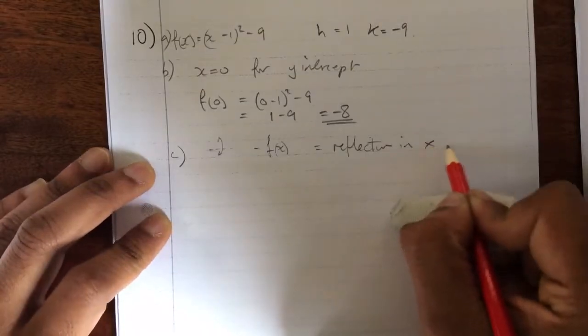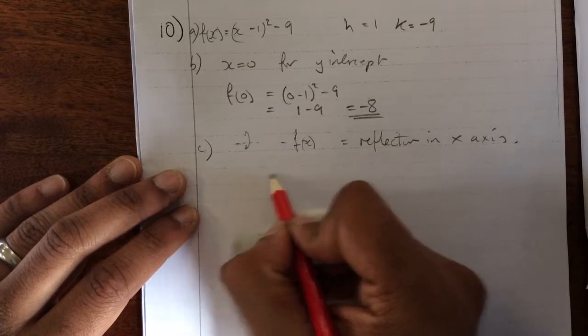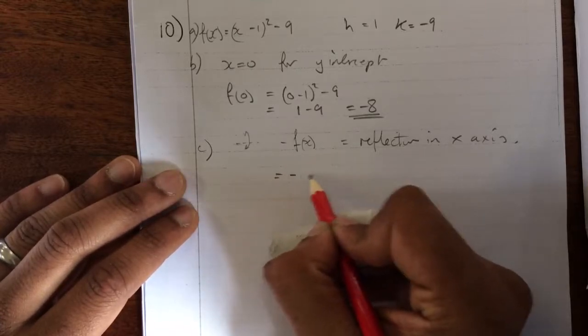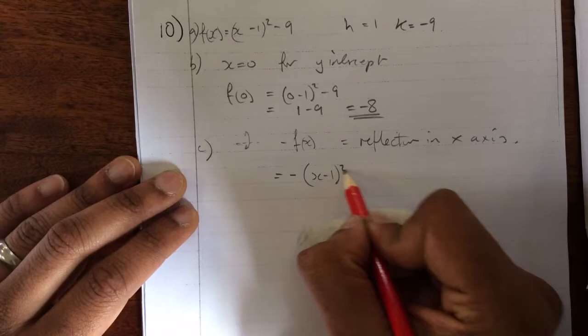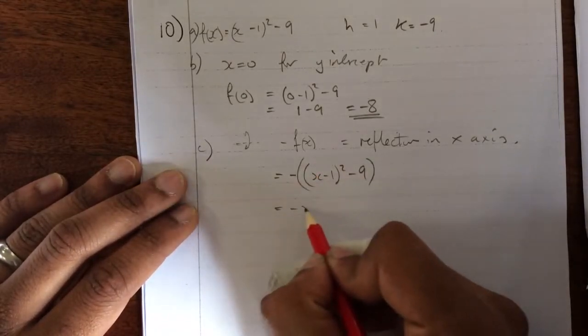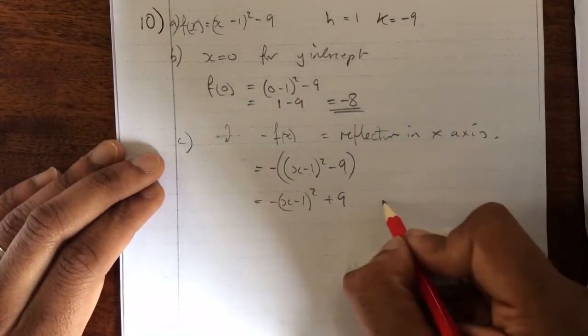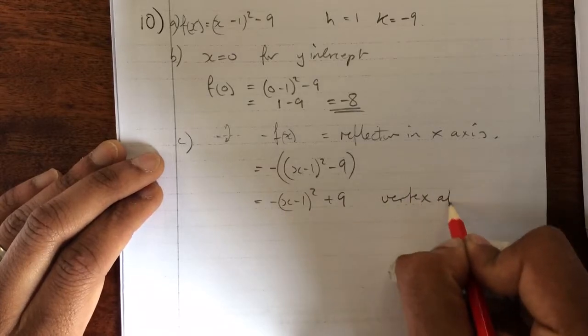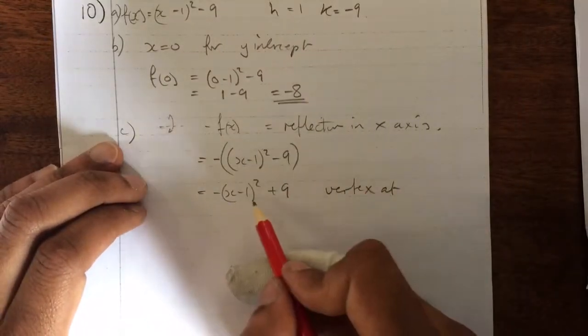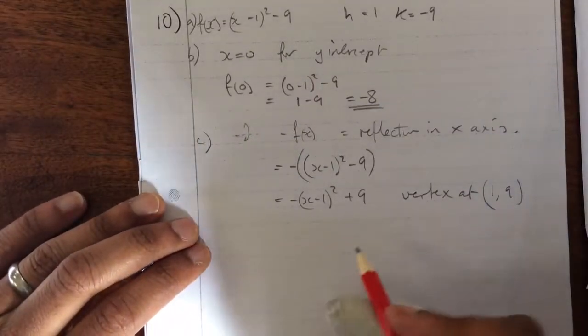So we can then say that's equal to minus, x minus 1 all squared minus 9, and put brackets around the whole thing, equals minus, x minus 1 all squared, plus 9, which gives us a vertex at 1, 9, which is the same vertex that we got over here, 1, 9. But we don't have the diagram on this method.